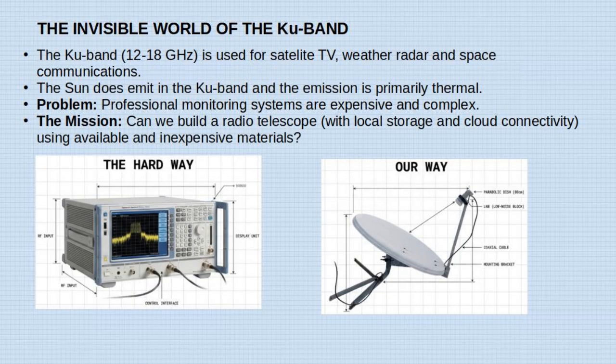The KU band, which spans frequencies from 12 to 18 GHz, is essential for satellite TV, weather monitoring, and radar. Even the sun emits in this band. Professional equipment for this band is usually very expensive. Our aim was to use cheap and available hardware to make data collection accessible for our tight budget. We learned a lot of things in the process, as you will see in the following.